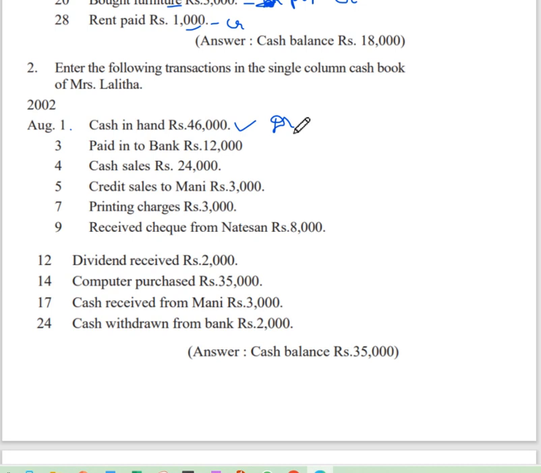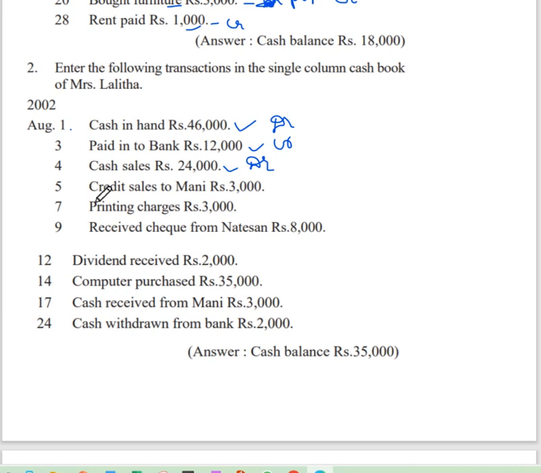Yes, this is a cash receipt. Okay, done. On third, paid into bank rupees 12,000. Paid to bank, cash is going, cash payment, this is a credit side. You know it. Yes, very good. On fourth, cash sales. We have sold the goods on cash. We received 24,000. So this is a cash receipt, debit side.